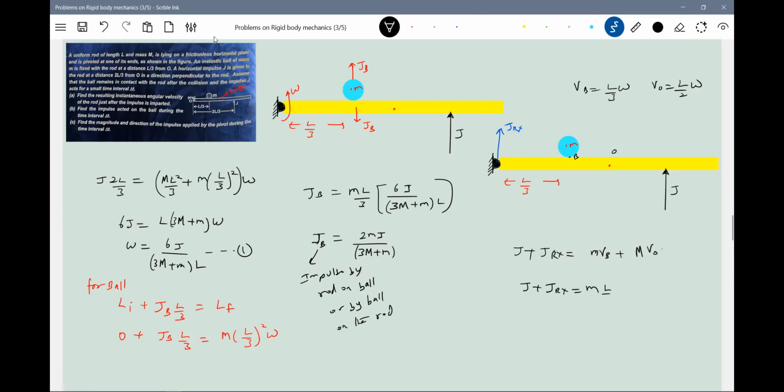Velocity of ball should be L by 3 omega. M into velocity of rod, which should be equal to L by 2 omega. The omega value, we know it. Substitute that, solve for it, you'll get the impulsive reaction by the hinge. So what is JRX? We have to write it.